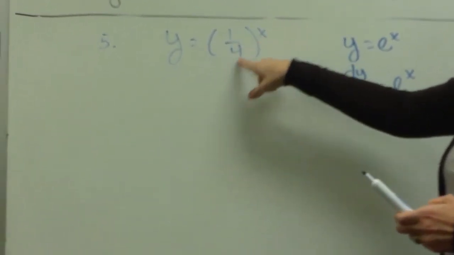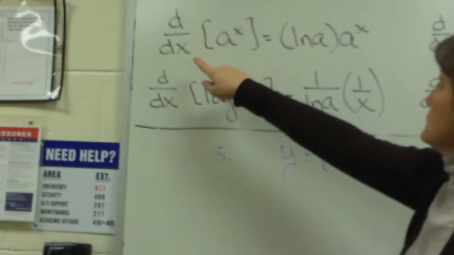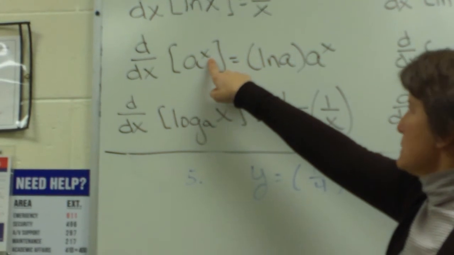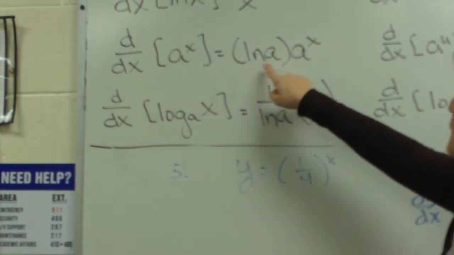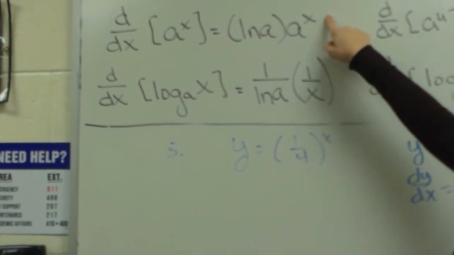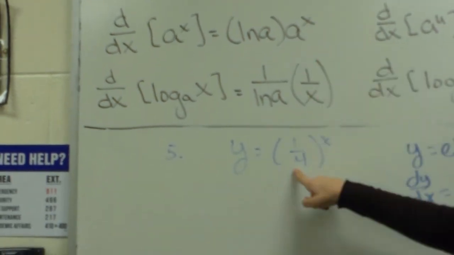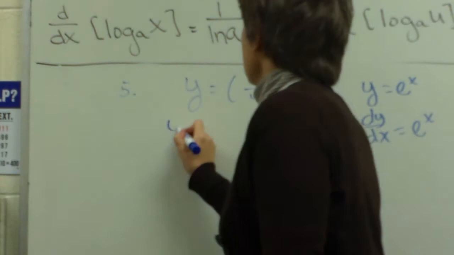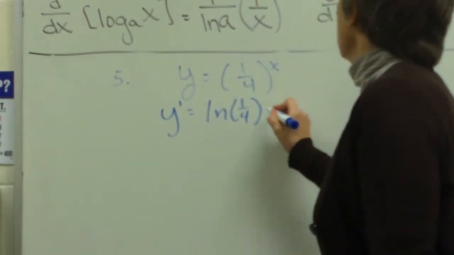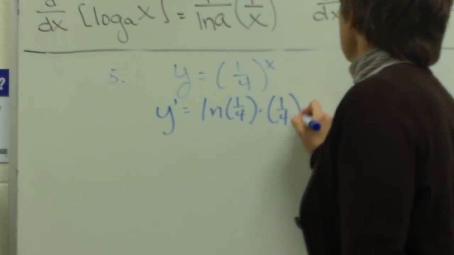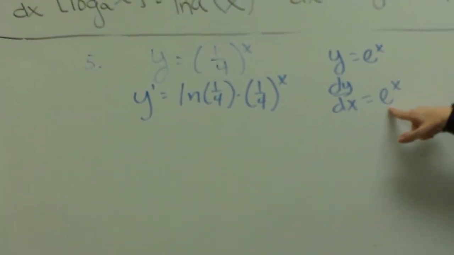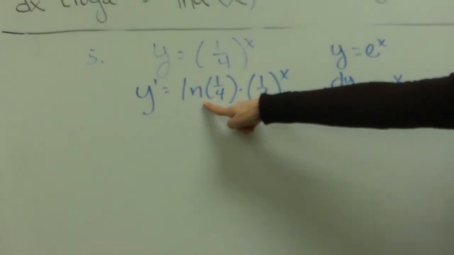And so the rule for taking that derivative is when you take the derivative of some number other than e raised to the x, you have the ln of that number times a to the x. That's the rule. So what that looks like here is the ln of 1/4 times 1/4 to the x. It's almost as easy as e to the x. The only thing you have to remember is this extra coefficient.